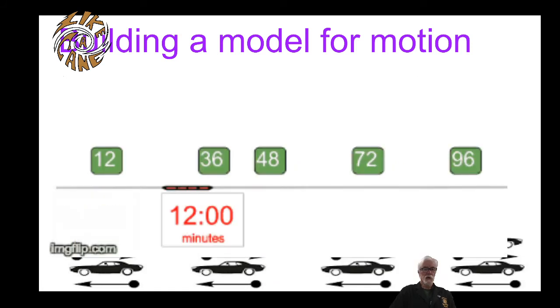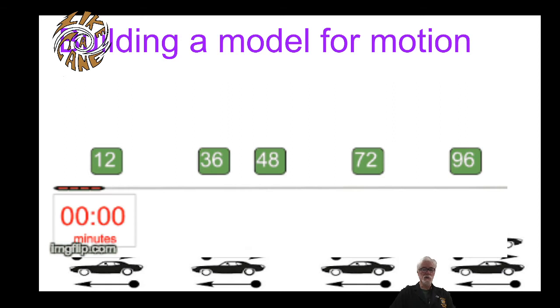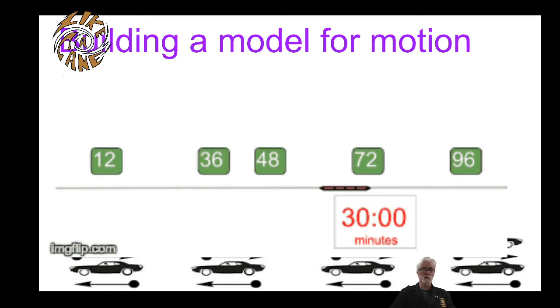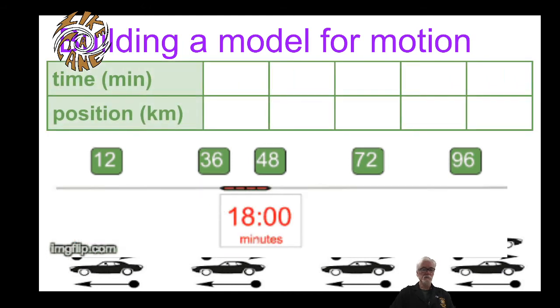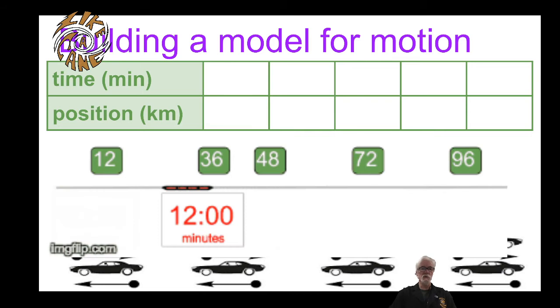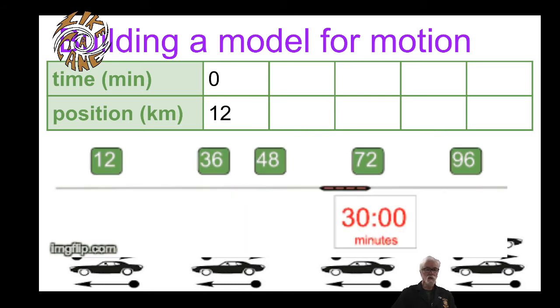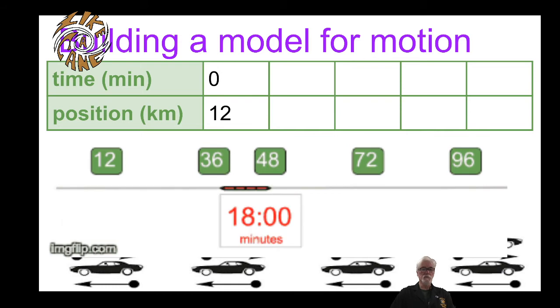So as we're looking at this train from above, just kind of a mock-up of this train, we can see that there are different mile markers and the clock is ticking. So we can start building data in a data table for this. We're tracking time in minutes and position in kilometers. So here's the data. At time 0, it's at position 12.